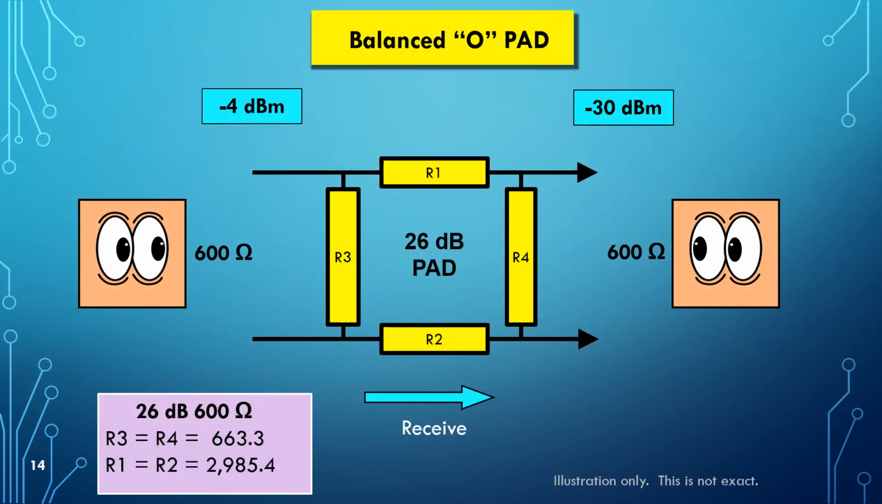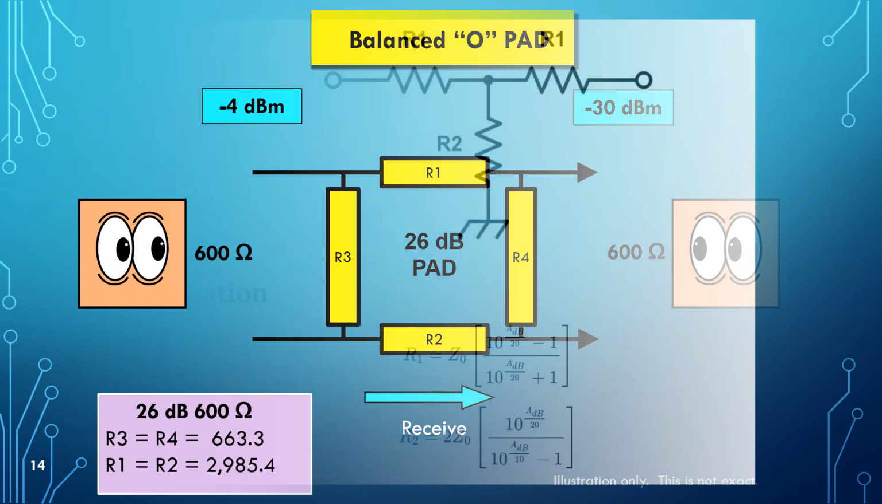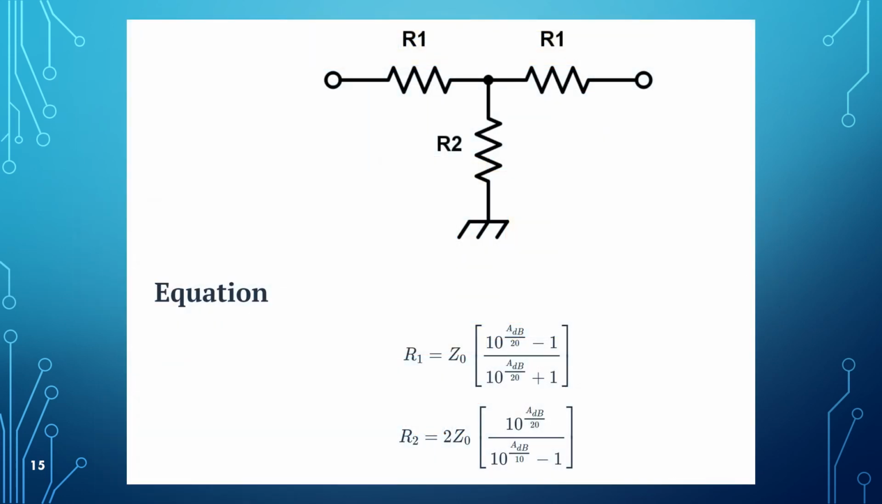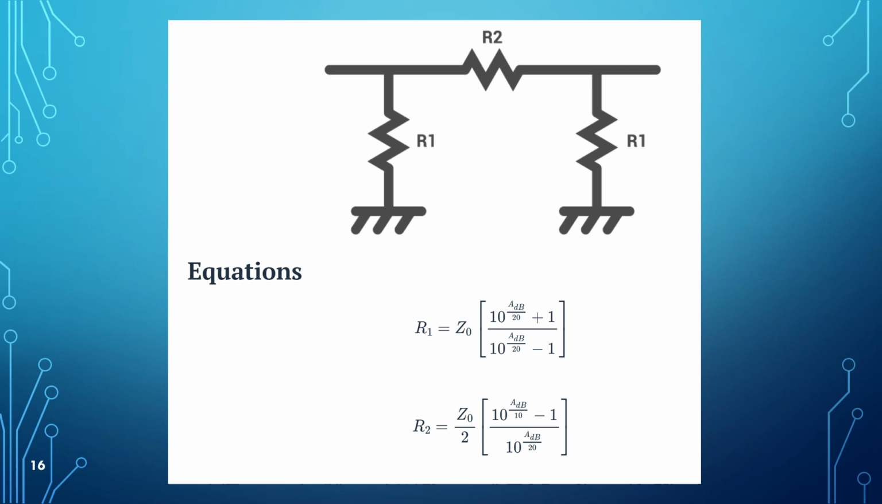Here is how the schematics look, and if it is properly built, when you look into that pad, you'll see 600 ohms from both ends. So this is an example of an O pad, or a balanced O pad. Here are examples of different pad configurations and the corresponding formulas.